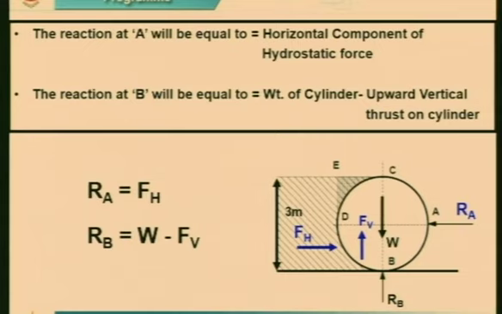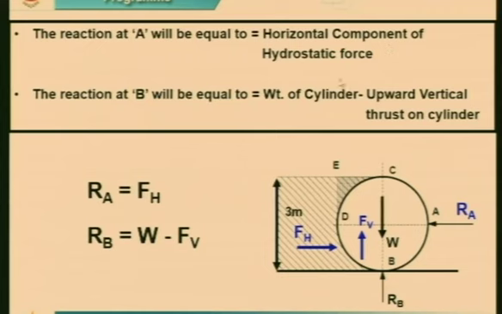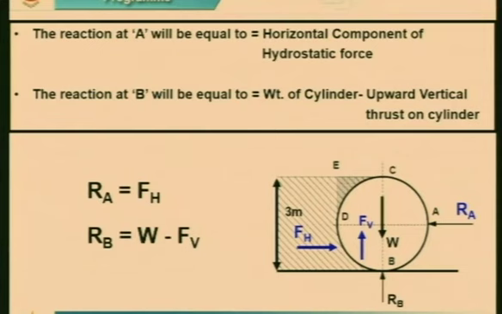Similarly, Rb, very interesting. Now this cylinder has its own weight. It is not weightless. So the weight W will be acting downwards. There will be an uplift force Fv because of the oil here, which is lifting upwards. So W is acting downwards, Fv is acting upwards. What is the net weight? It is actually Rb. So Rb is equal to W minus Fv. Now we need to calculate one by one the reaction at A and the reaction at B for this interesting problem.